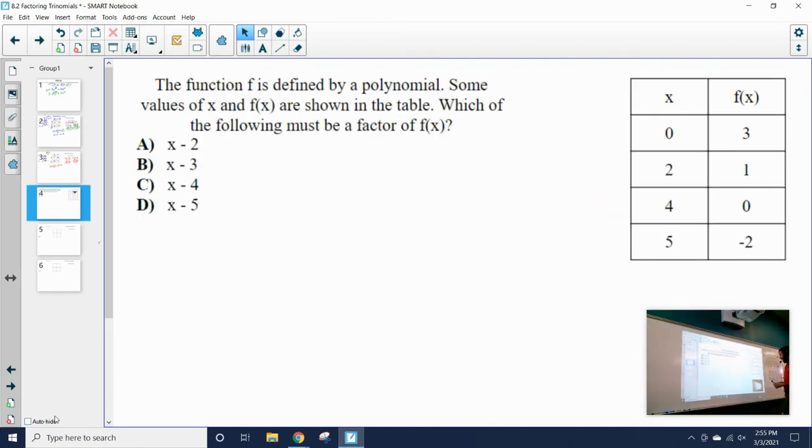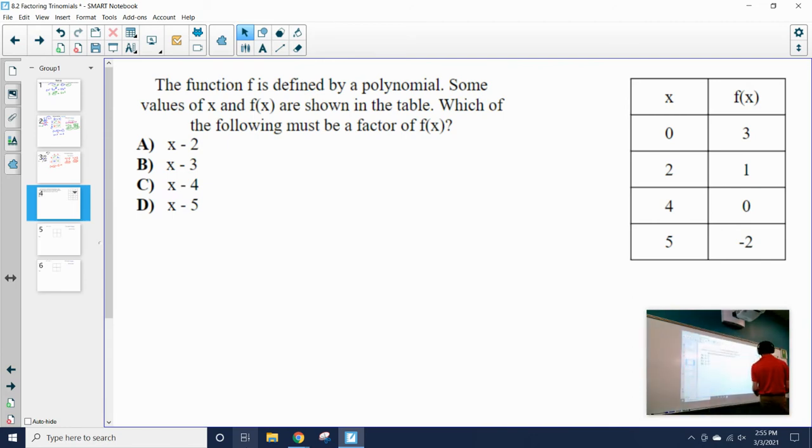All right. The function f is defined by a polynomial. Some of the values of x and f of x are shown in the table. Which of the following must be a factor of f of x? So I have this table here that represents my function. I'm trying to figure out which of these factors would be one of my two factors that show up for my quadratic.